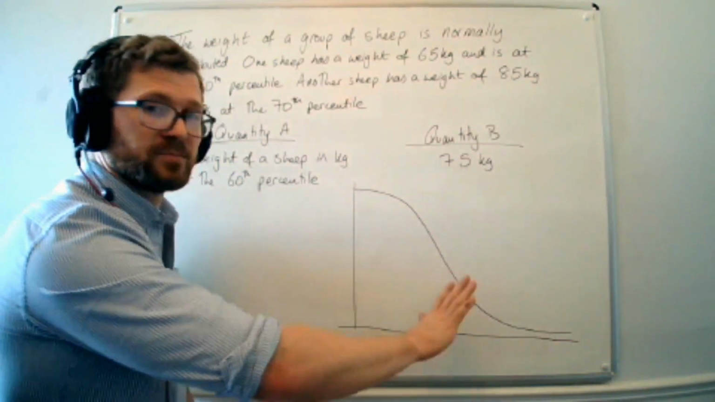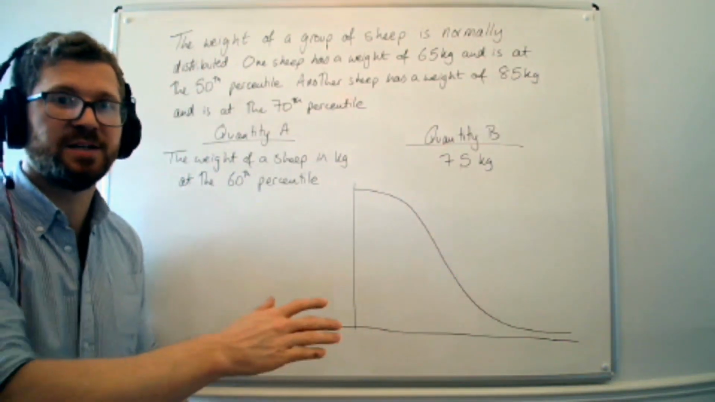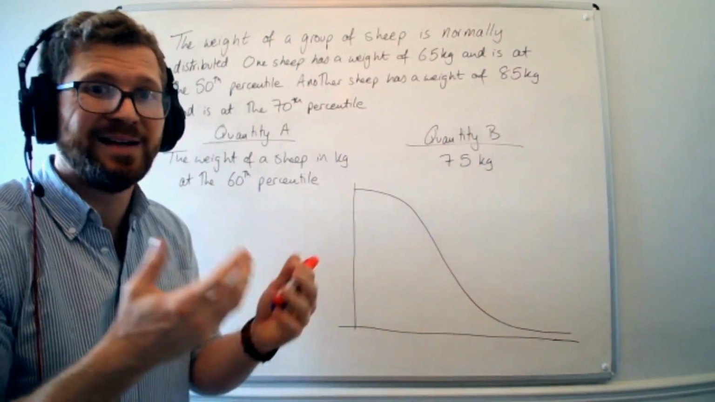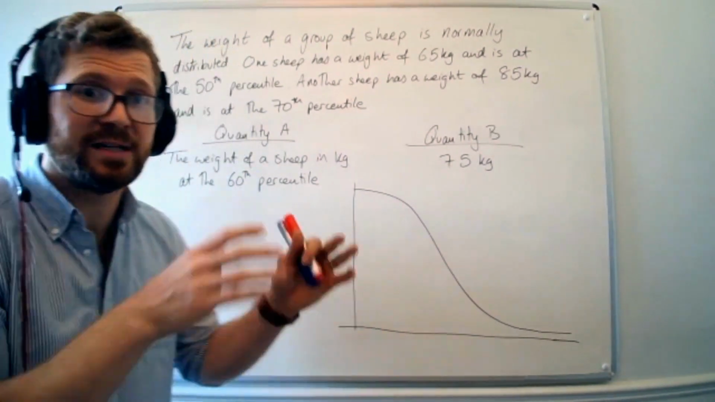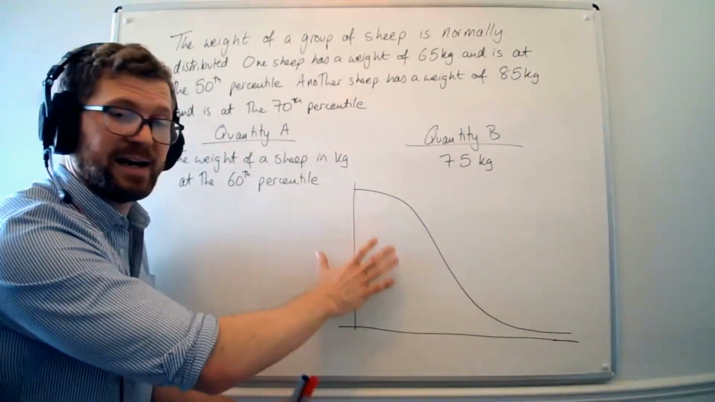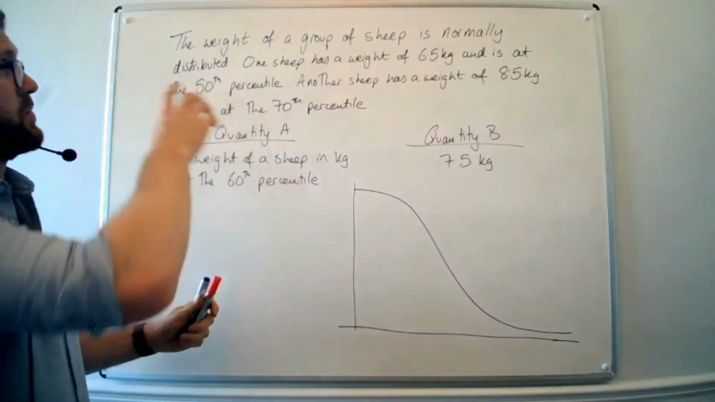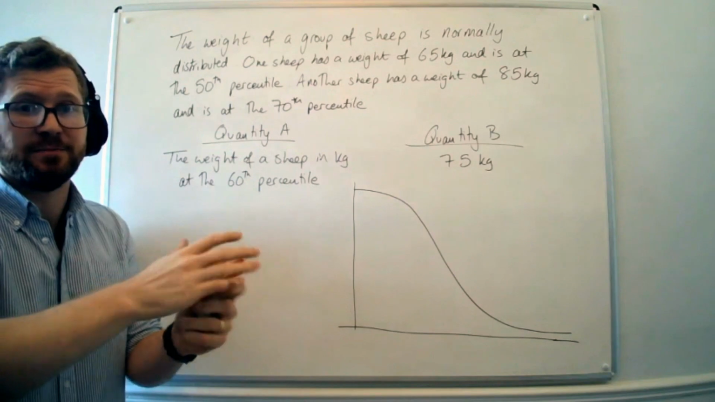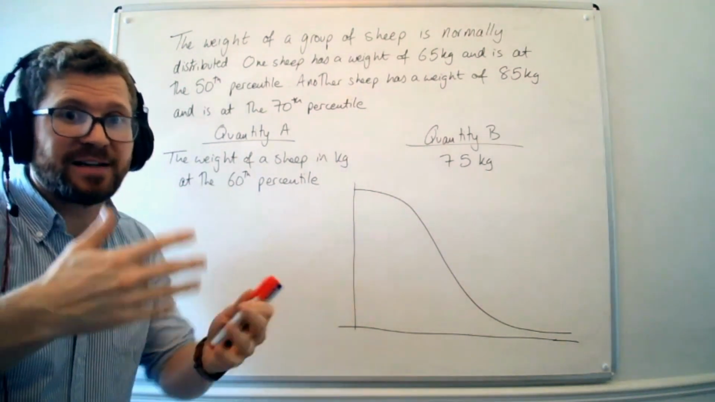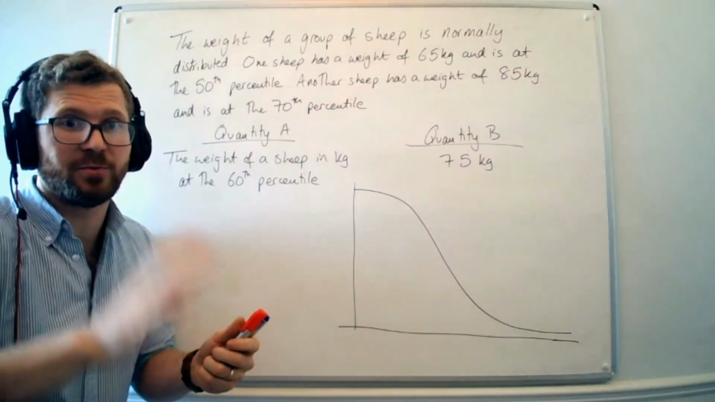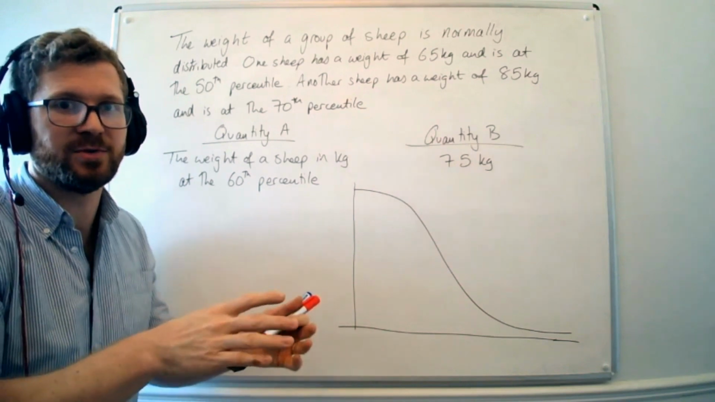All right, so I've only drawn the top half of the normal distribution here because that's all we're going to need for this problem. But let's dig into the question and see what information I can add to this normal distribution before we start figuring things out. So we've got the weight of a group of sheep. I don't know how many sheep there are, and frankly, I don't care about that. We just know the weight of a group of sheep is normally distributed.